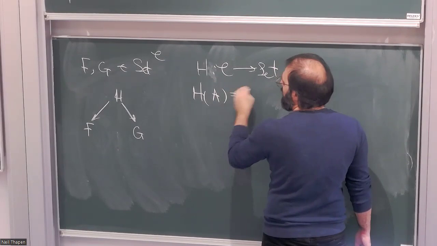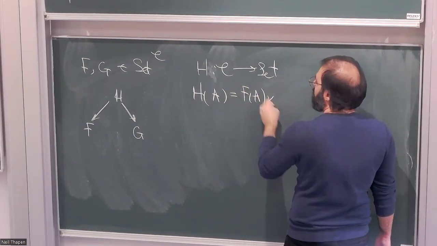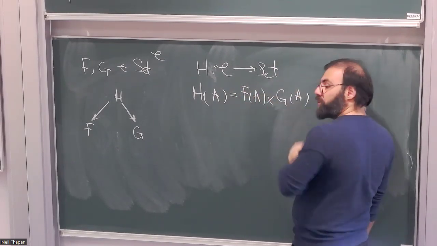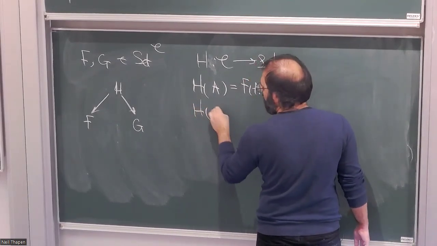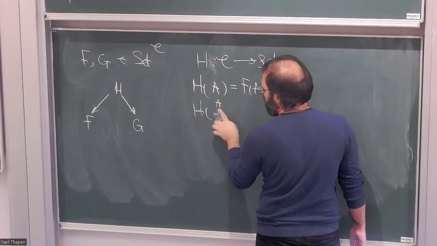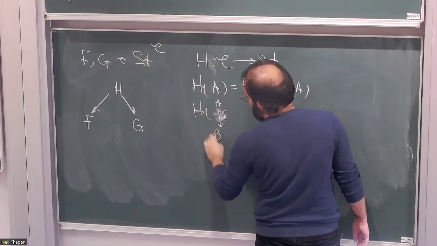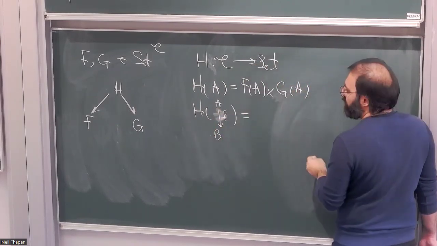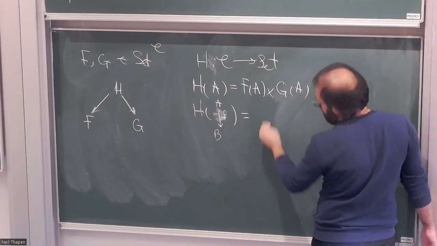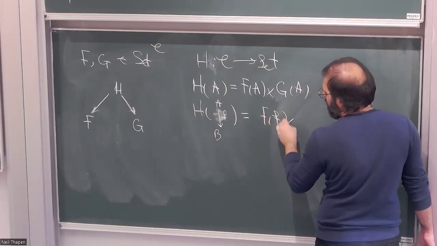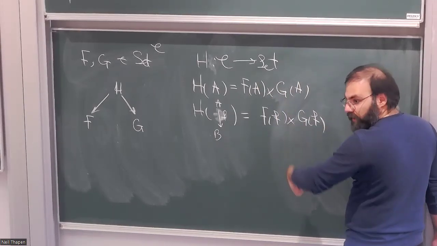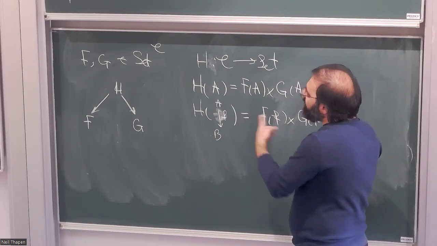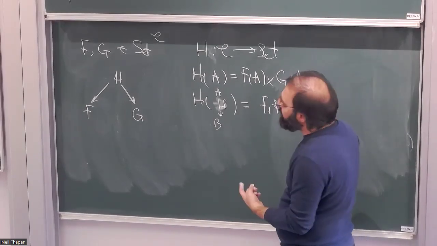Exactly. What else? So always I'm saying that it is pointwise, so it means this. What is H of some f going from A to B? What else, right? So do F of f, G of f. So that's a functor, of course, you have to check, but it is.